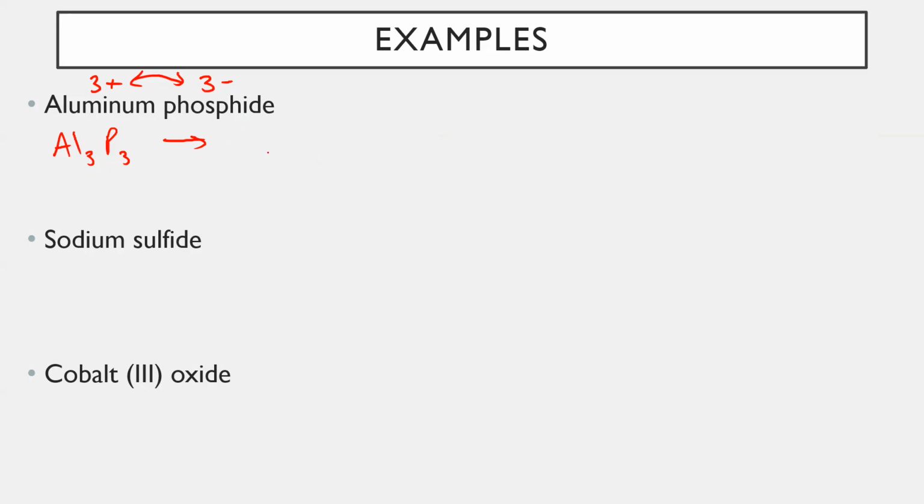So 3 divided by 3 is 1, so really we just have aluminum, just one of them, you don't even have to write the 1 there, and phosphorus. So AlP, that would be your answer right there, and that is now completely balanced.